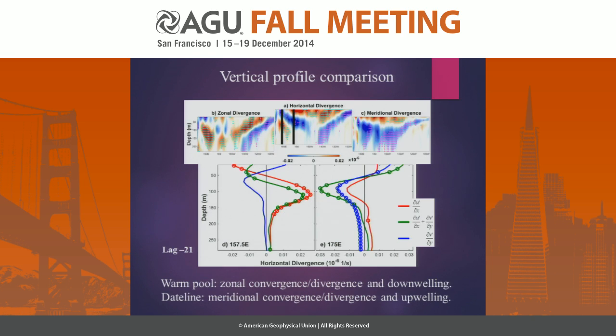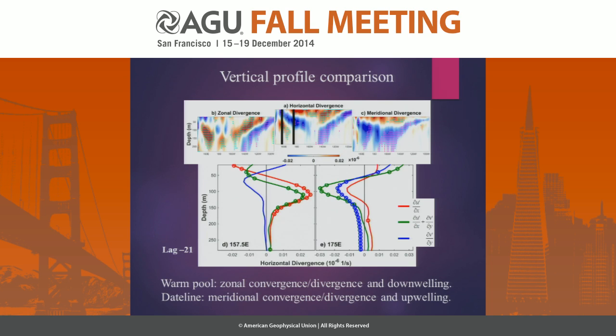We can decompose the horizontal divergence into the zonal and the meridional divergence, and here I'm going to focus on these two longitudes, and I'm plotting the vertical profiles of horizontal, zonal, and meridional divergence. In red, we have the zonal divergence. In blue, we have the meridional divergence, and in green, the horizontal divergence.